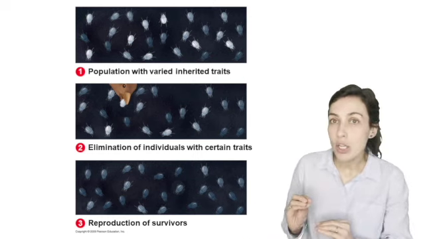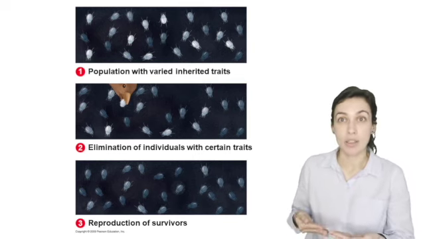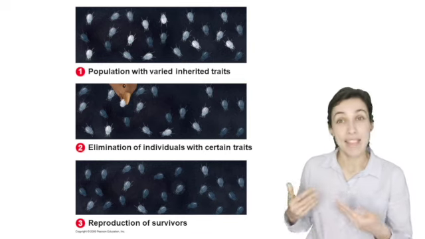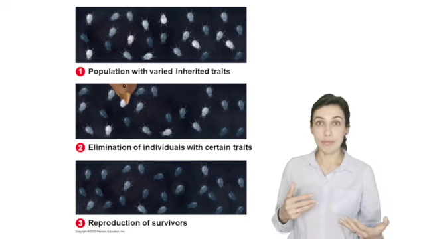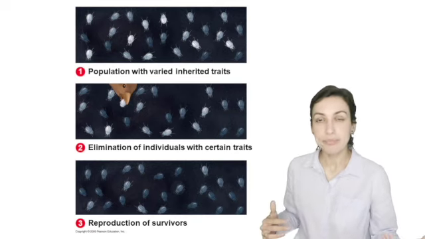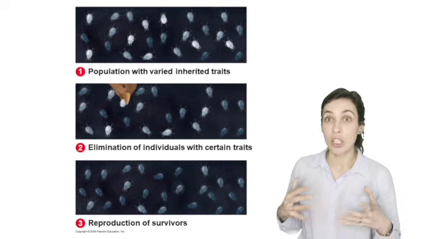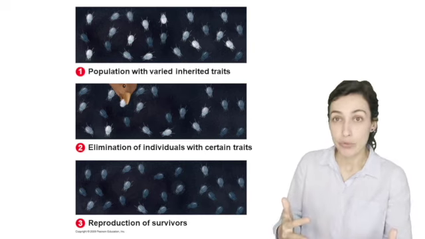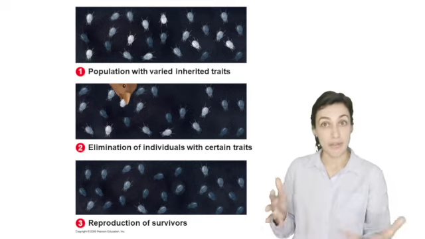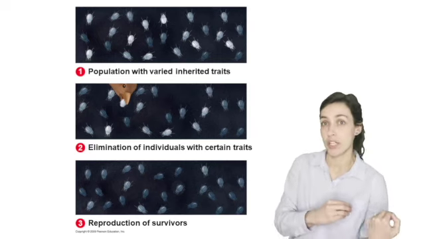And the ones who are really light colored stand out. They contrast in color from the background. And they're easier to spot by the predator, a bird. So the birds end up quickly eating up all the light colored beetles. The only ones that are left are dark colored. So when those dark colored beetles have babies for the next generation, those beetles have variation as well, but there are more dark colored beetles than there were in the previous generation.